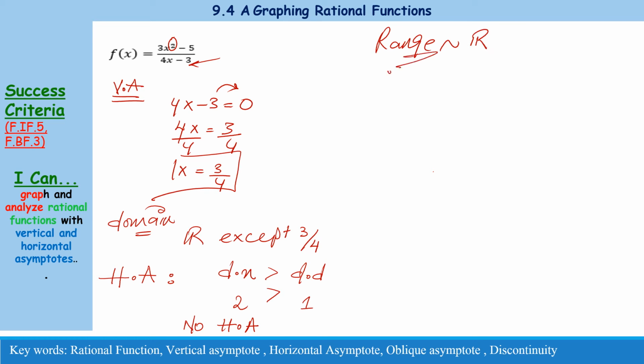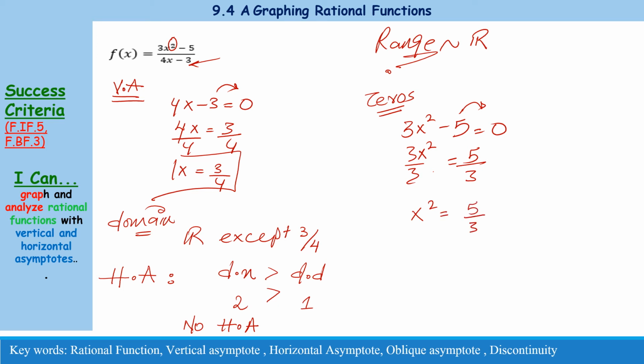After doing that, we have to write our zeros. Now, for zeros we focus on the numerator: 3x squared minus 5. Set it equal to 0. Bring the 5 to the other side. It gives you 3x squared equals 5. Divide both sides by 3. You will get x squared equals 5 over 3. Take the square root on both sides and you will get x equals plus or minus the square root of 5 over 3, or you can simplify more.